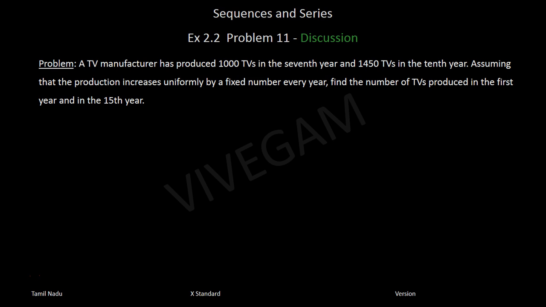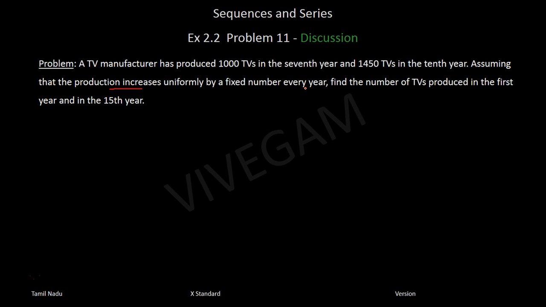Okay, so let's mark. Now we are coming to the application part. How to use arithmetic progression in practice. So he says the key is the production is increasing uniformly by a fixed number every year. So let's say the number is 100. If the first year is 100, the second year will be 200, the third year will be 300, the fourth year will be 400. Every year it is increasing by 100, by a fixed number, constant.